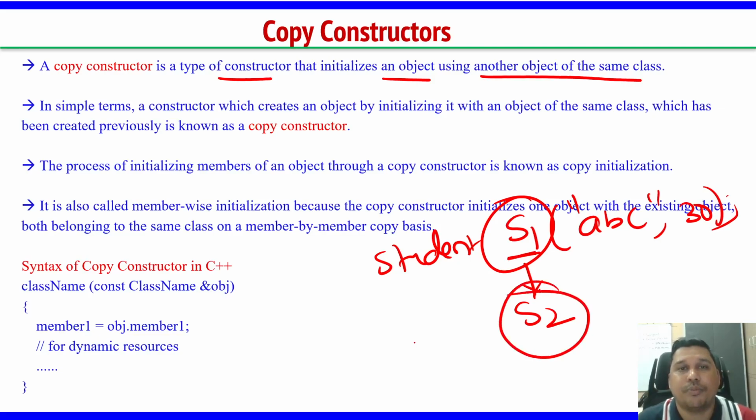So here in this case, I want to copy the contents of one object S1 into another object S2. If there are small values, it's okay. If two values or three values, it's okay. I can even write S2 dot name equal to S1 dot name, S2 dot roll number equal to S1 dot roll number. That way we can do it. But if there are multiple, we cannot do it. So we have to copy the contents of S1 into S2. For that we use copy constructor.